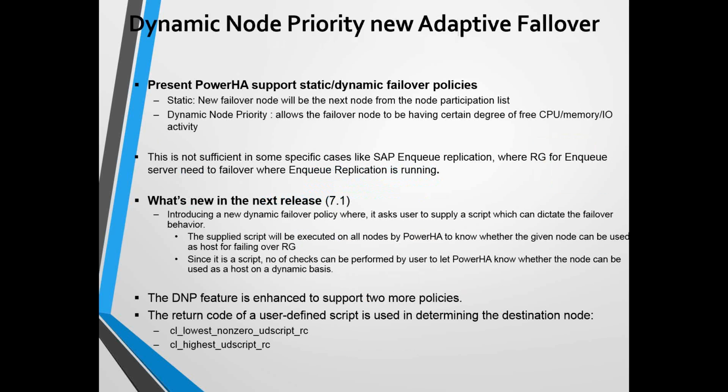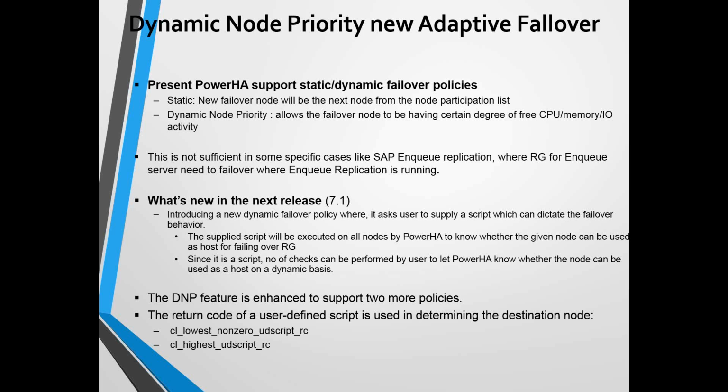Now, first, the dynamic node priority feature has actually been around for several years. However, in the latest version of PowerHA, a new option was added of what we call adaptive failover. This allows the user to provide a script to help determine the destination node in the event of a failover.